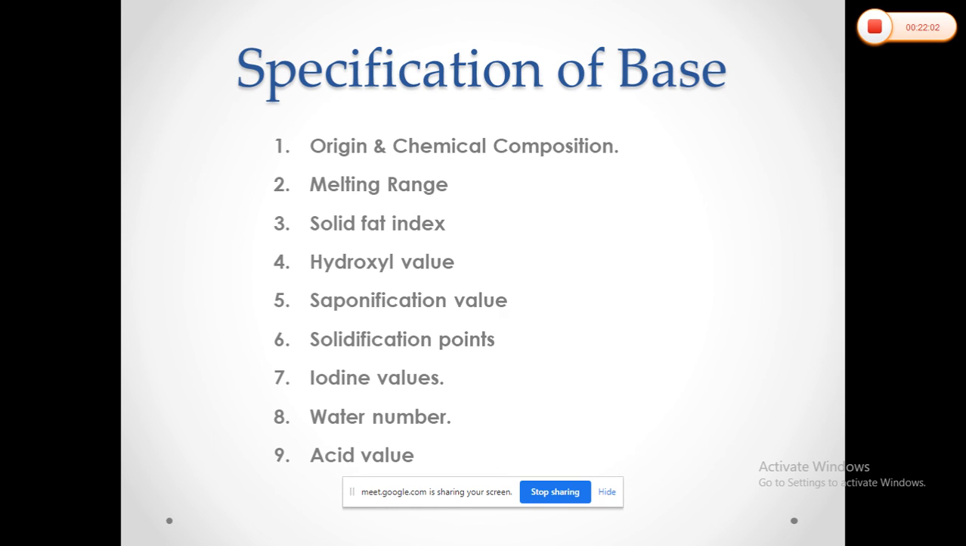And the last one is the acid value that we also have to consider. Basically, the water number must be as high as possible. What is the acid value here? It is the same as your hydroxyl value. The number of milligrams of KOH that is required to neutralize the free acids in 1 gram of fat. What is the hydroxyl value? It is the number of milligrams of KOH that is required to neutralize the acetic acid used to acetylate 1 gram of fat. Here it is required to neutralize the free acids.